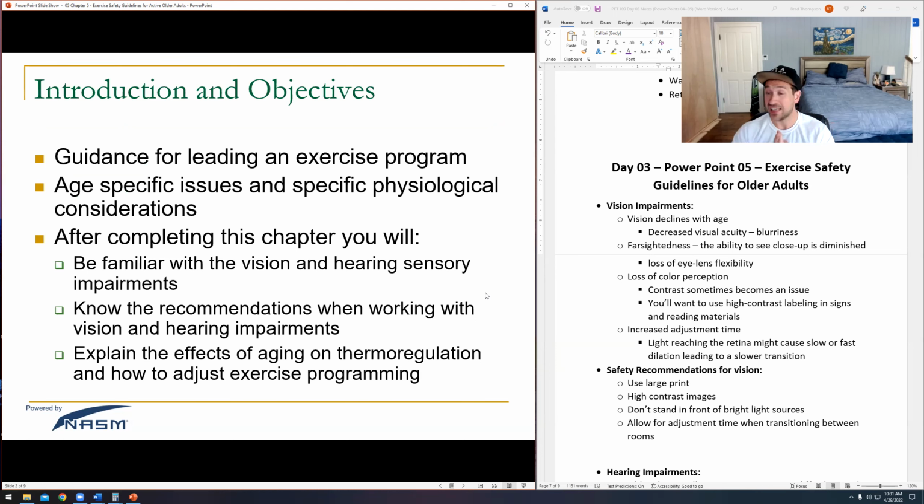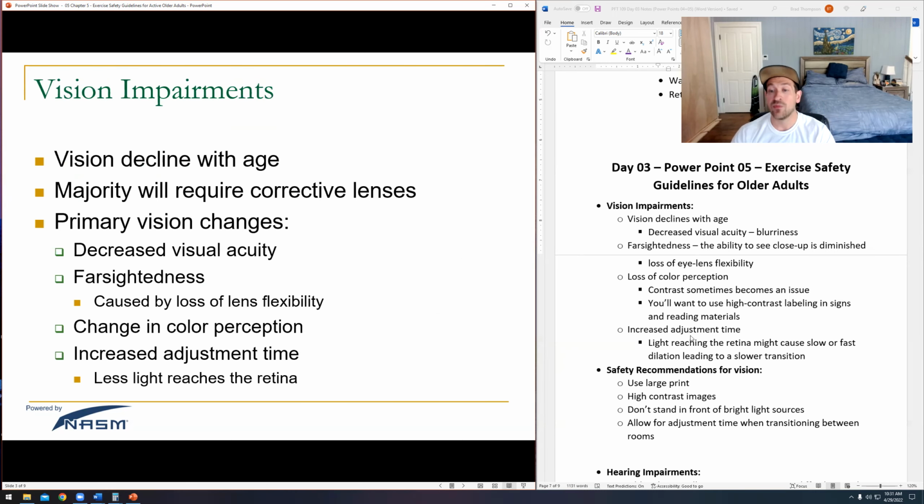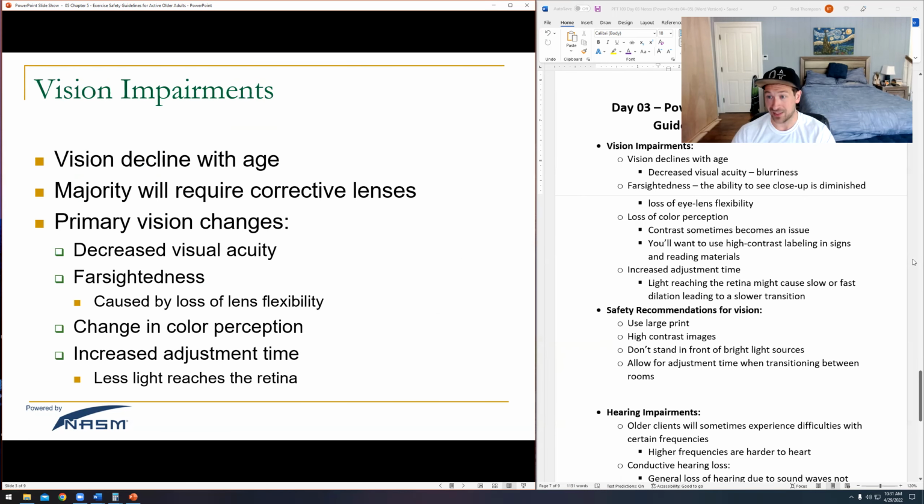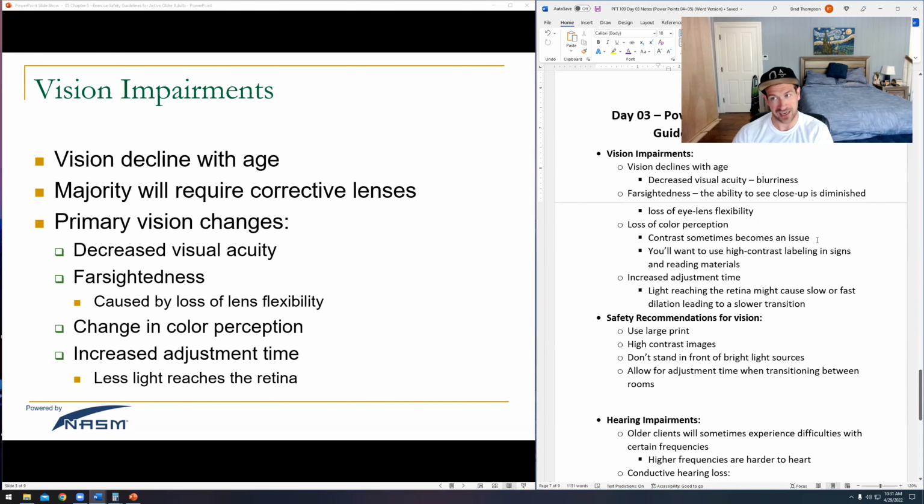So this is guidance for leading an exercise program, specifically the physiologic considerations we have to make when someone gets older, right? So first one, vision impairments. As we get older, our eyesight starts to go, our vision sort of declines with age. We'll see a decrease in visual acuity. That means just a general blurriness.